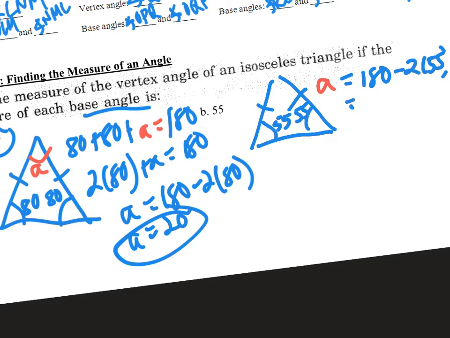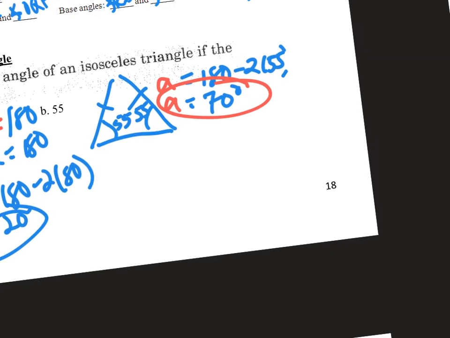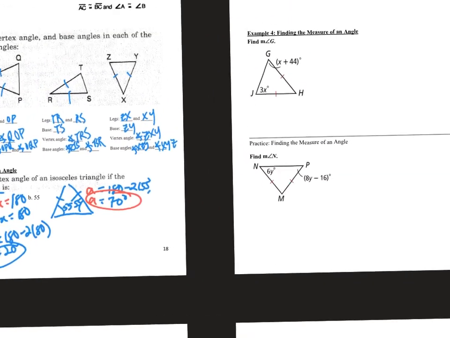And 2 times 55 is 110. 180 minus 110 is 70. So that's going to be the measure of my angle A. Okay? Let's move on.